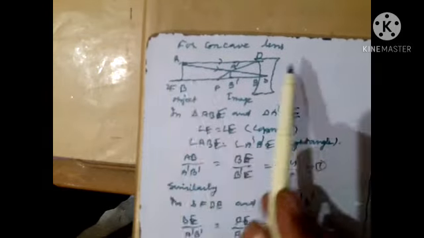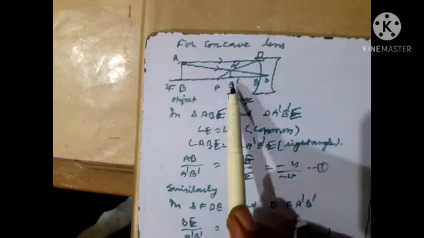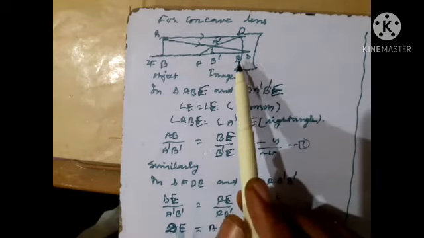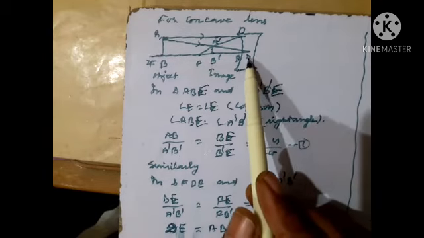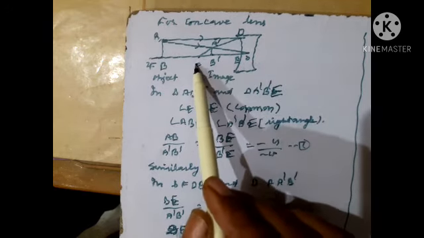And another thing is for a concave lens. For a concave lens, I have drawn this figure. Here AB, 2F and F. Also you should know B', E and D, O, A', B', F. This is F. Ray diagram like this. Object, image.